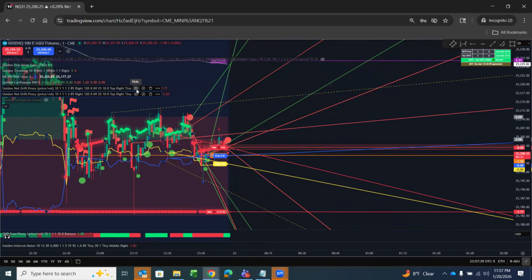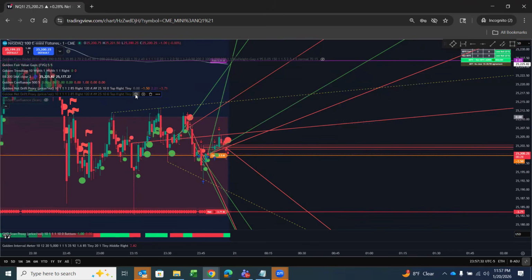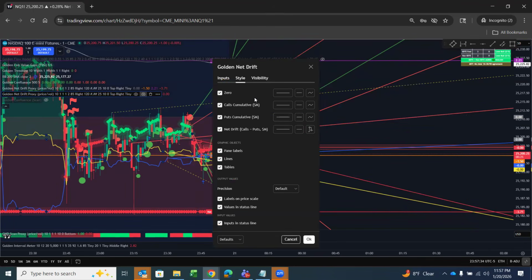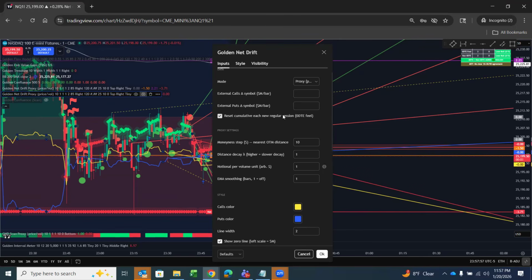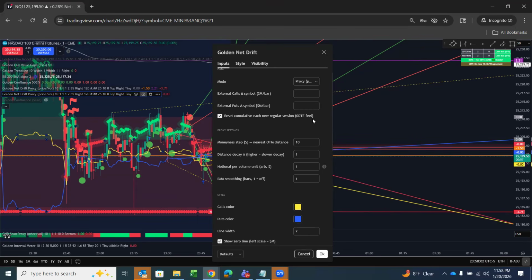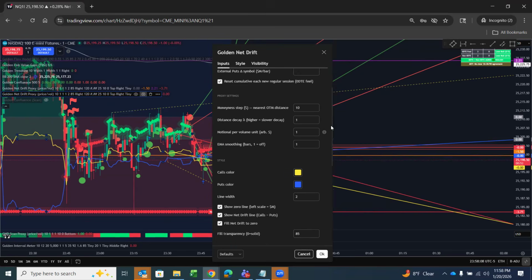So for the micro version of golden net drift, let's see the settings. This is for the style. Everything's turned on. I leave it as is. But for inputs, I have reset cumulative each new regular session, 0 DTE field. That means we're getting a 0 DTE field, like 0 day to expiration trading. So it's going to be a scalper's environment. This is basically the micro version of this indicator. We're looking at a micro time frame, today's time frame.